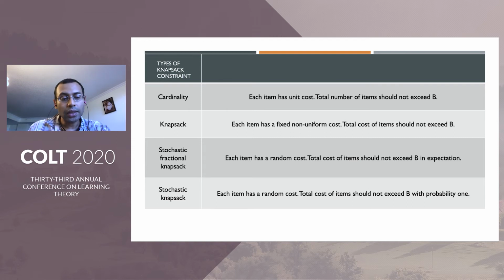And finally, you have the stochastic knapsack. Once again, item costs can be random, but this time you want the total cost of items you pick to not exceed the capacity with probability 1. So no matter what the realization of item costs turned out to be, you want the total cost of the items you pick to be within the knapsack capacity B.